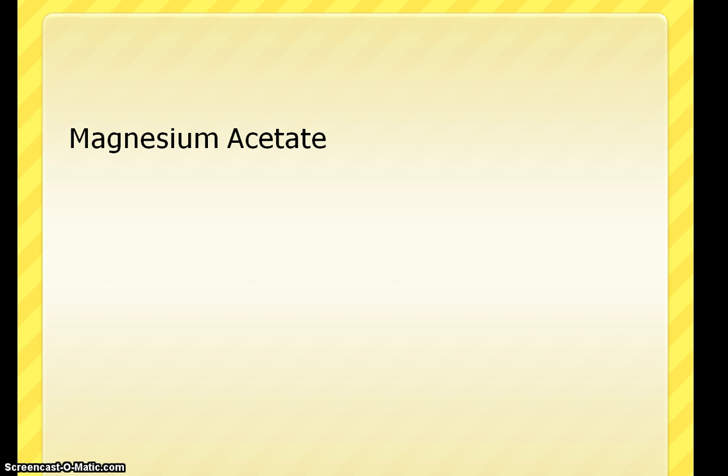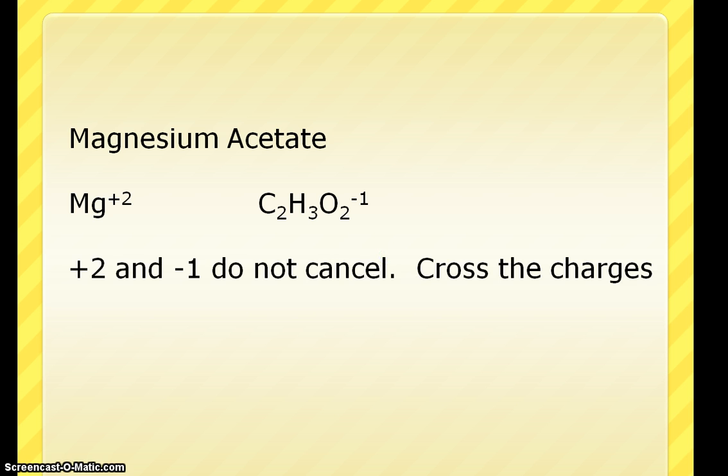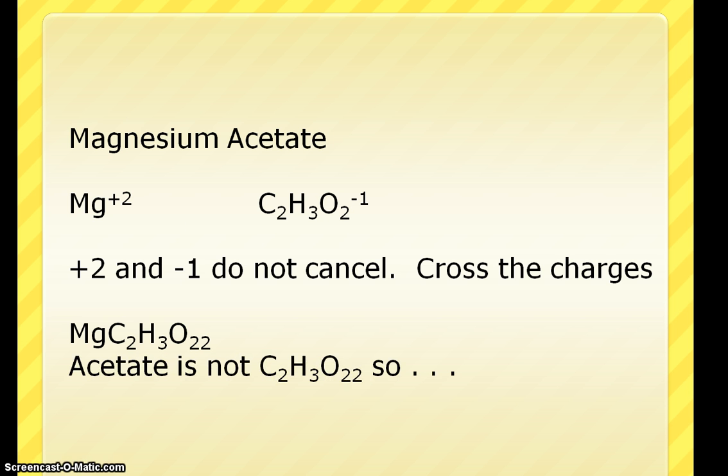Magnesium acetate. So we have Mg plus 2, and then acetate is a minus 1 ion. So the plus 2 and the minus 1 don't cancel. I'm going to have to cross the charges. So you're going to get a 1 behind the magnesium, and a 2 behind the acetate. So it'd be MgC2H3O22, but C2H3O22 is not acetate.